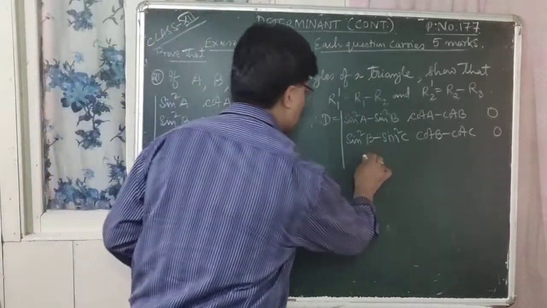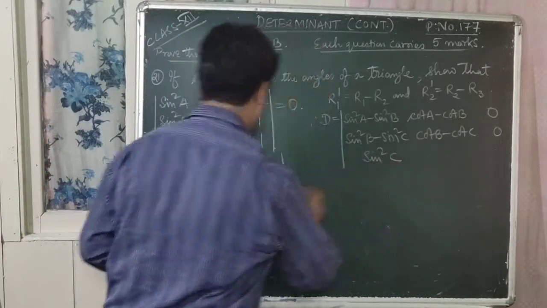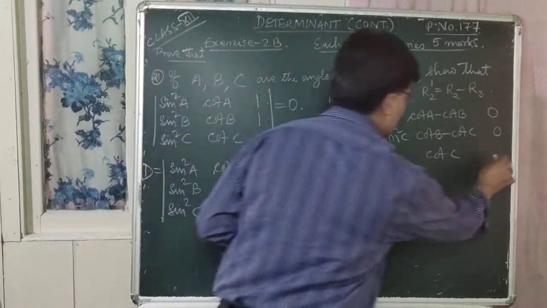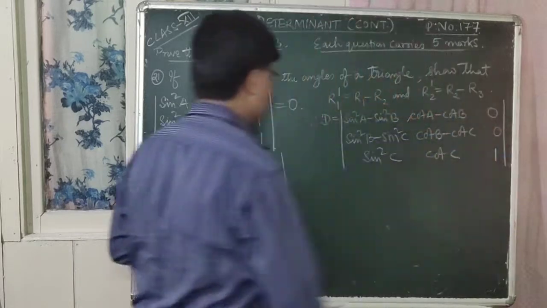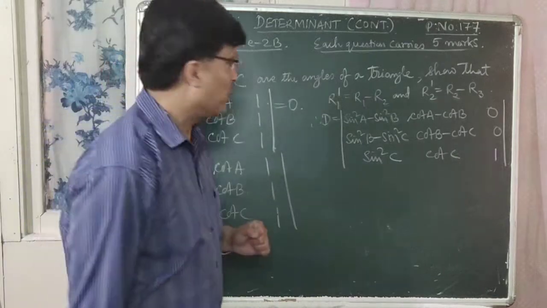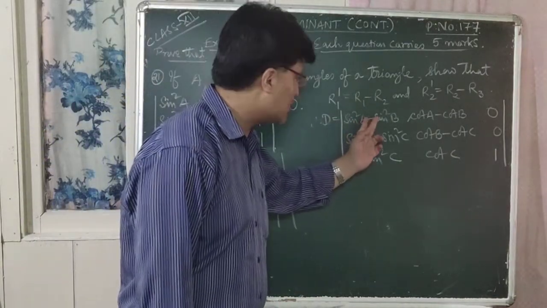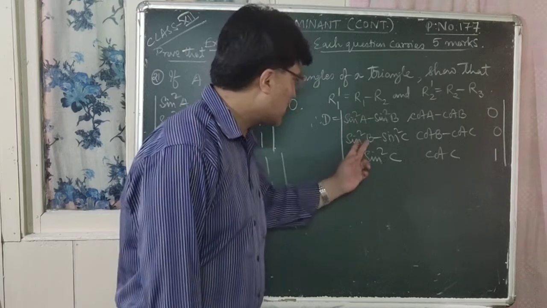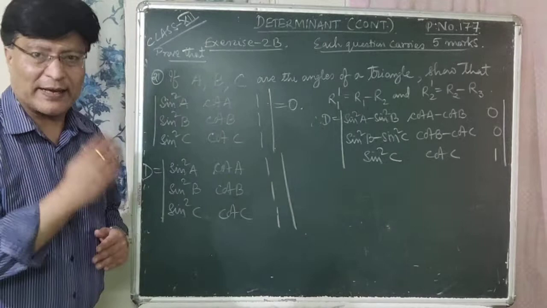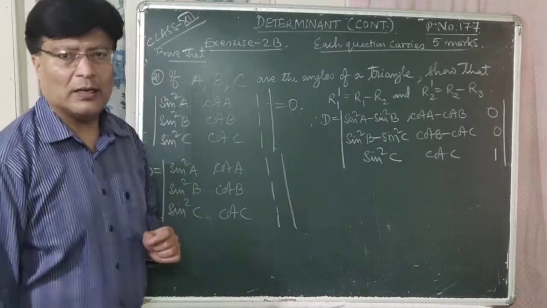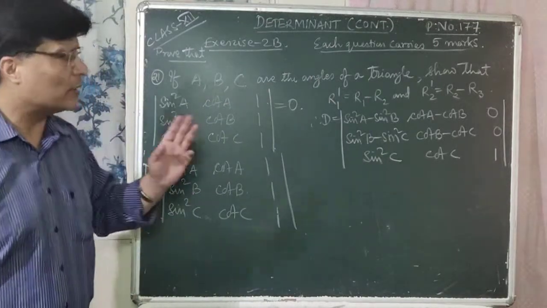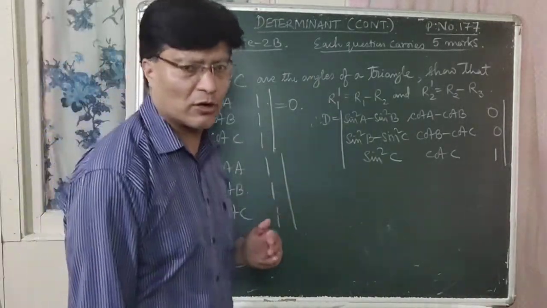That is sin square C, then cot C, then the last term here is 1. That is, third row remains same. Okay. So before you simplify all these, that is sin square A minus sin square B, sin square B minus sin square C, cot A minus cot B, cot B minus cot C, let us expand it, because in the third column the two elements are 0 there. Okay. So let us expand it with respect to the third column.